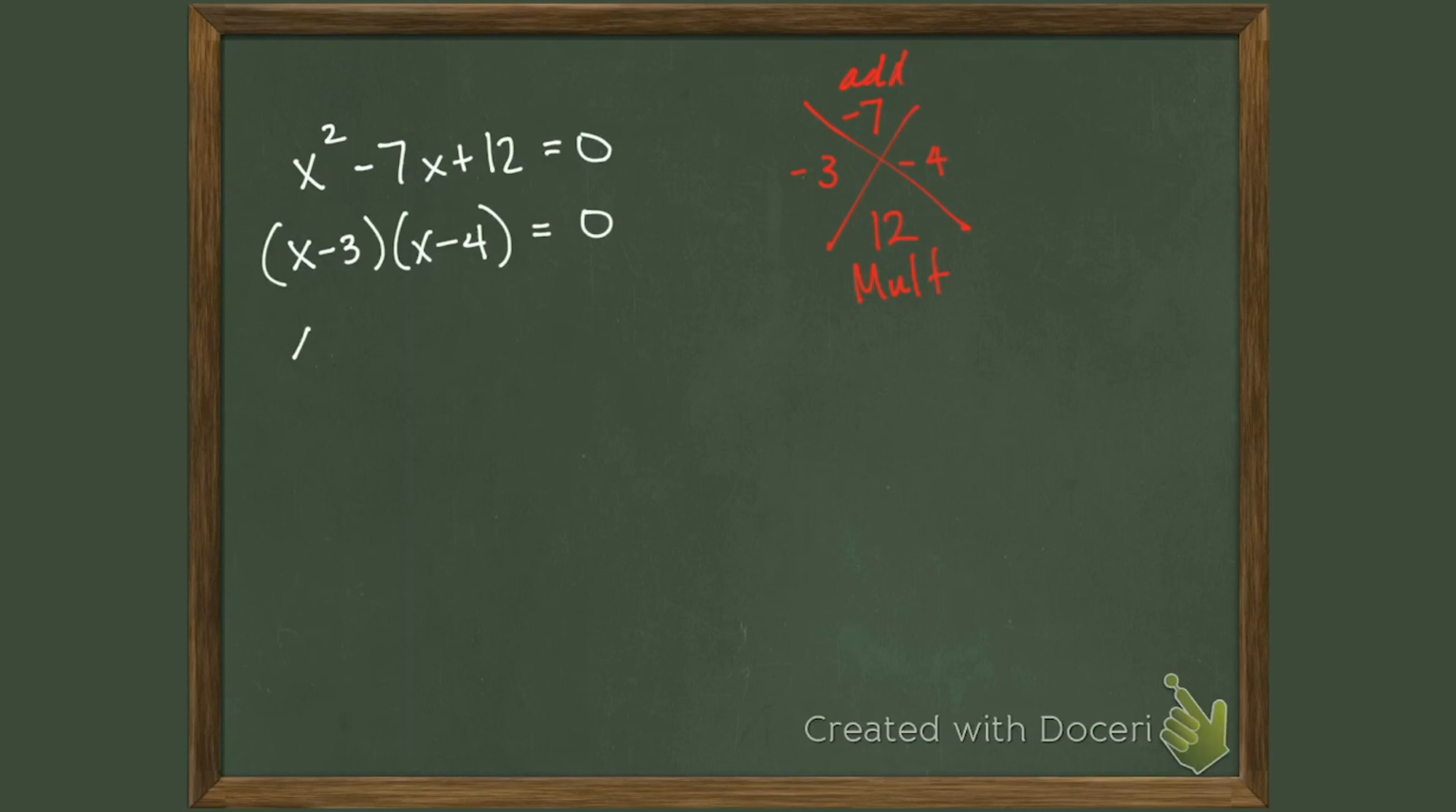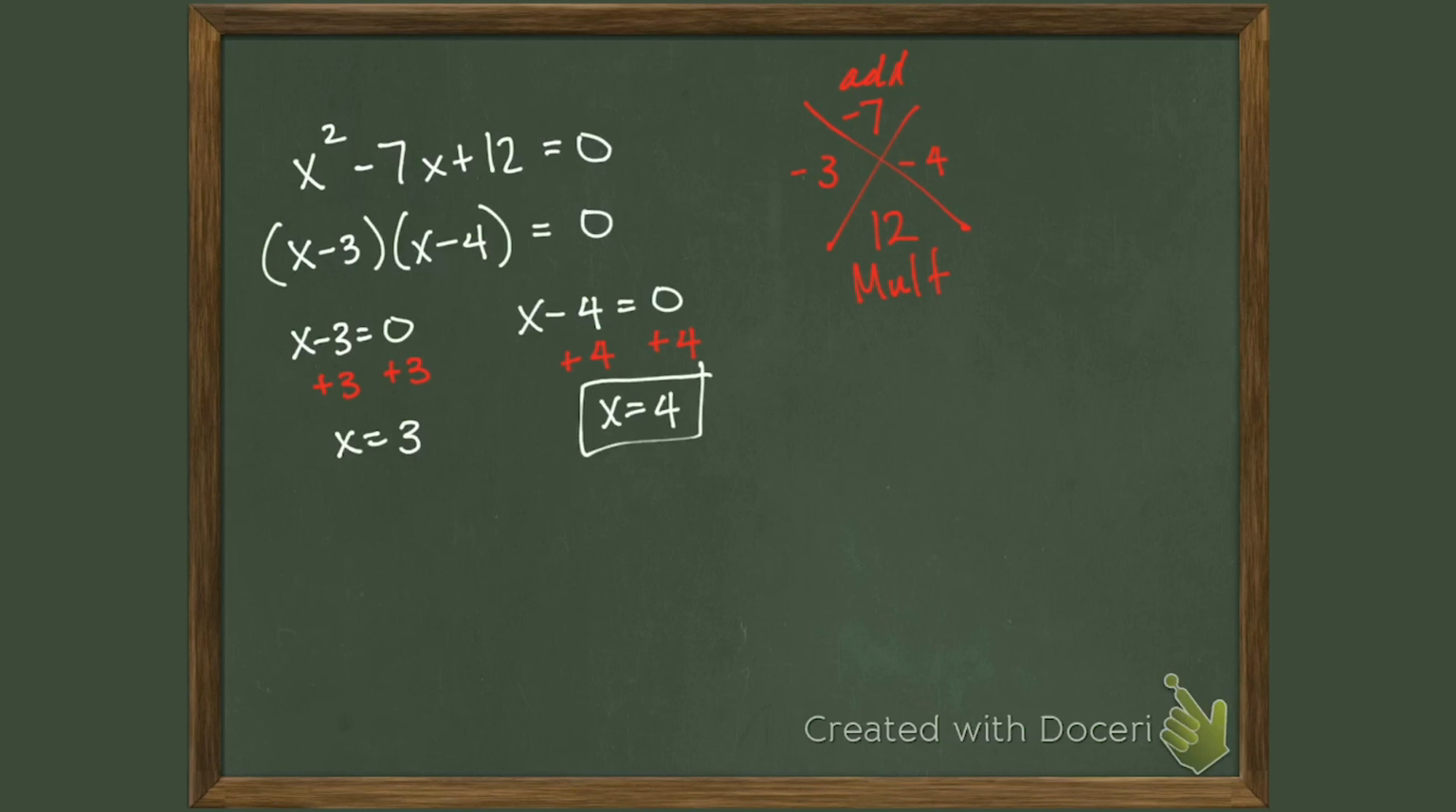My second step, set each factor, so x minus 3 and x minus 4, equal to 0. Solve for x. In this one, I'm going to add 3 on both sides. And on this one, I'm going to add 4 on both sides. And those are my 2 answers.